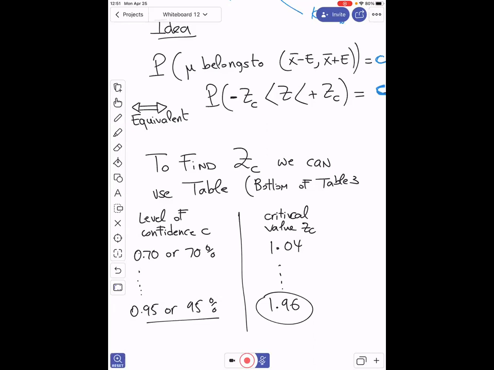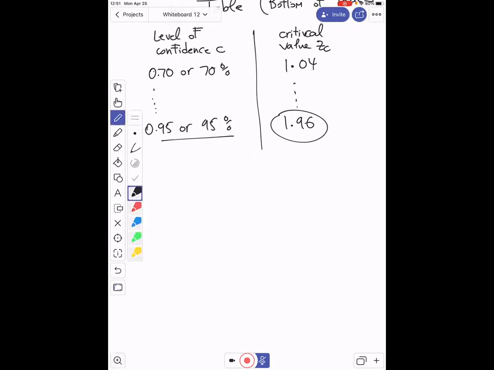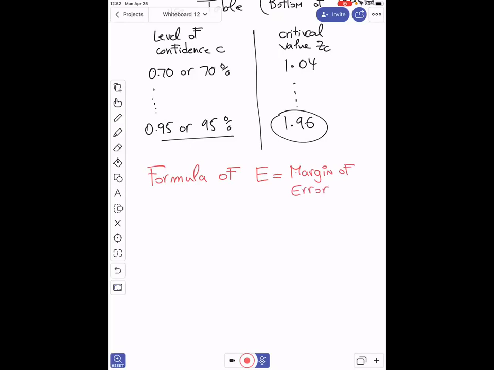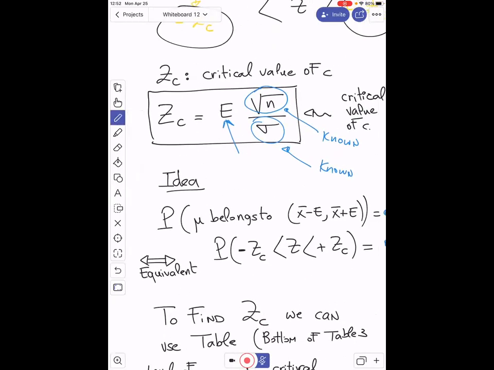All right, so what we are saying here, guys, is that we have this formula, let me write down the formula. From the critical value, we can deduce the formula for the margin of error. So the formula of E, which is the margin of error. We have this formula, right? Which relates this margin of error E to the critical value Z subscript C. So if you know the critical value, then you can solve for E, right? The N and sigma are known. So we can solve for E.